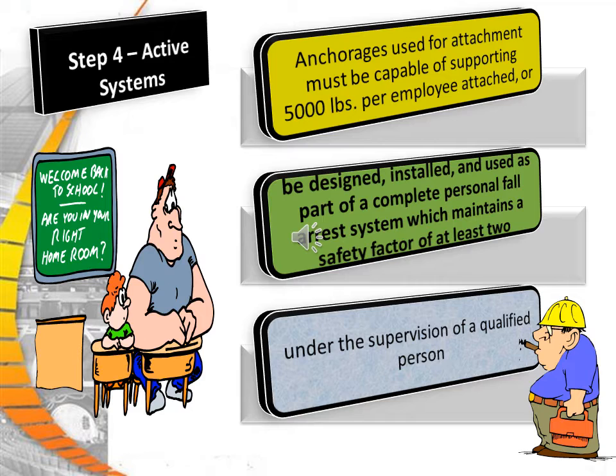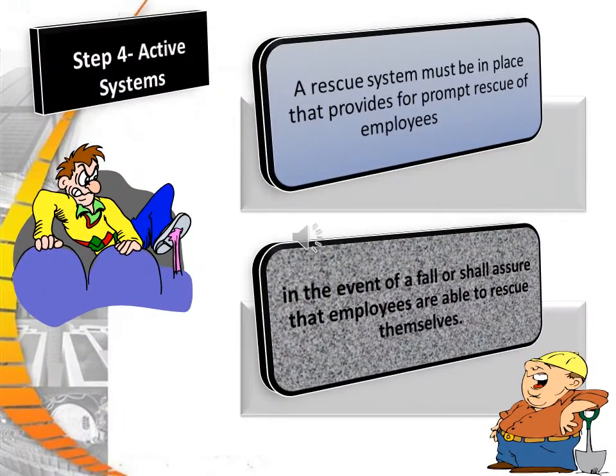Anchorages used for attachments must be capable of supporting 5,000 pounds per employee attached, be designed, installed, and used as part of a personal fall arrest system which maintains a safety factor of at least 2 and again under the supervision of a qualified person. A rescue system must be in place to provide for a prompt rescue of employees in the event of a fall and shall assure that employees are able to rescue themselves.